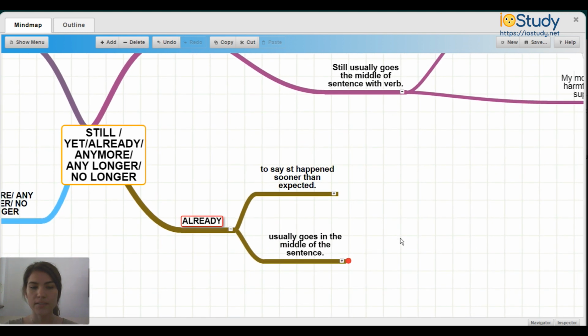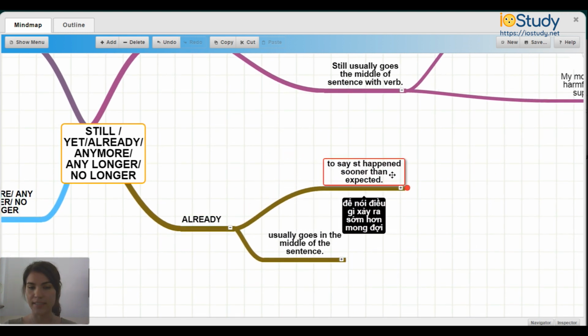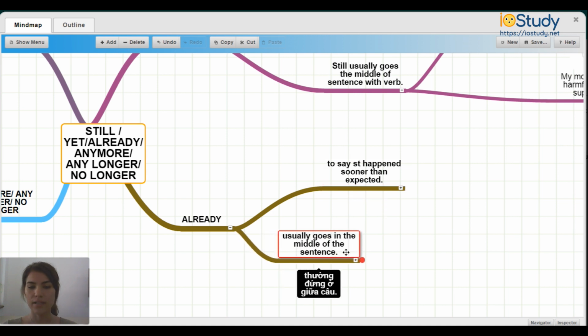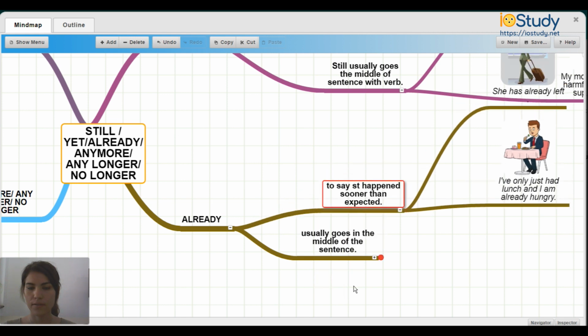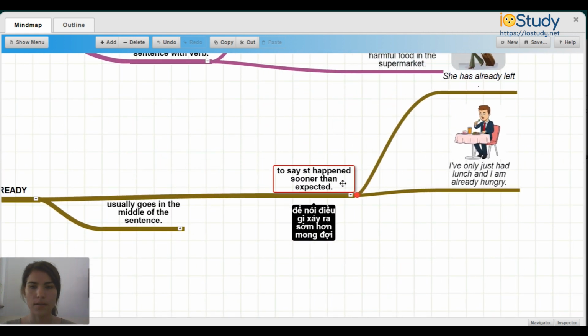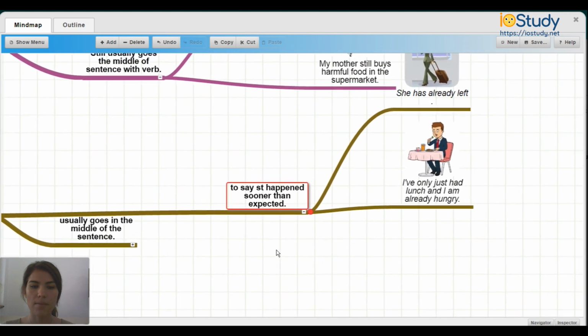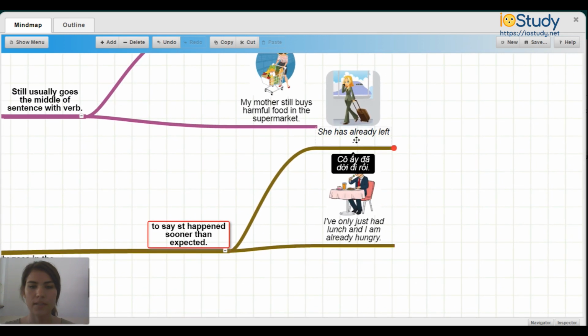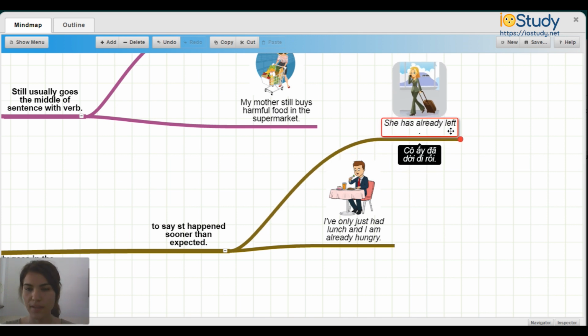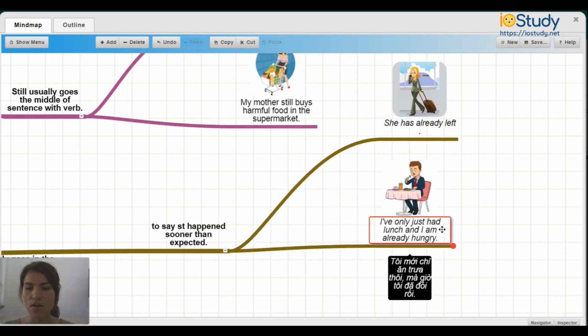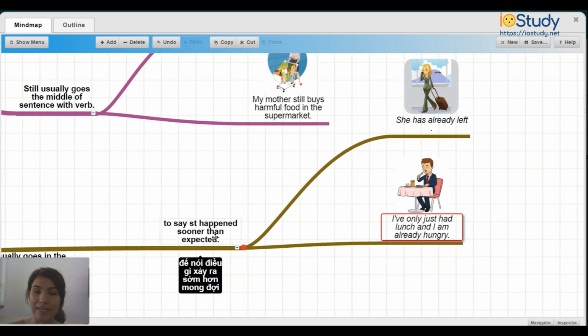We use already to say something happened sooner than expected. And already usually goes in the middle of a sentence. So something happened sooner than expected. Example, she has already left. And I've only just had lunch and I am already hungry. So both of these are examples of using already to say something happened sooner than expected.